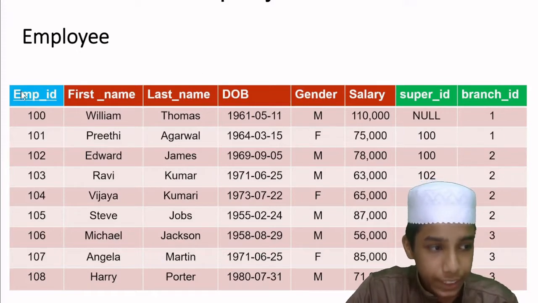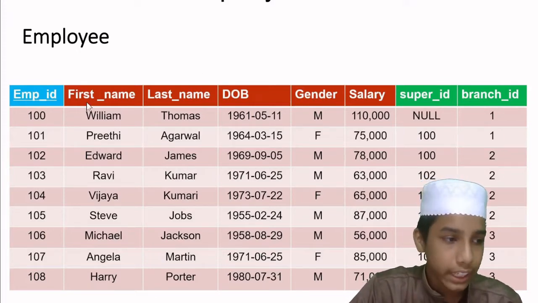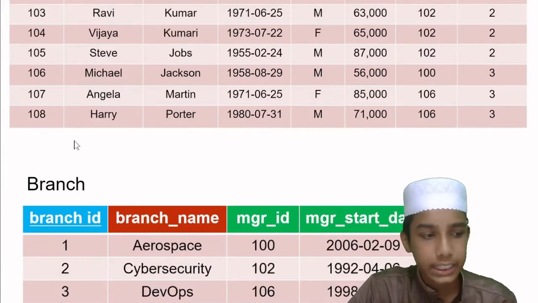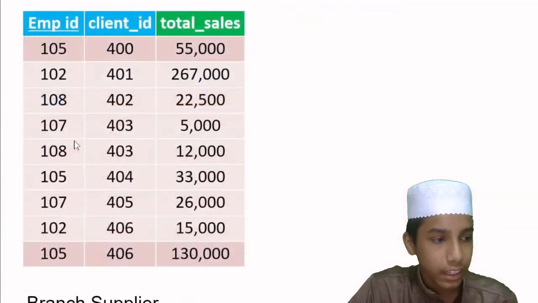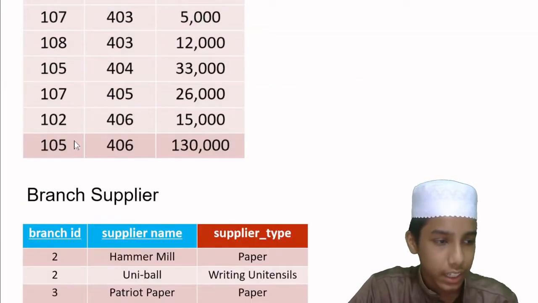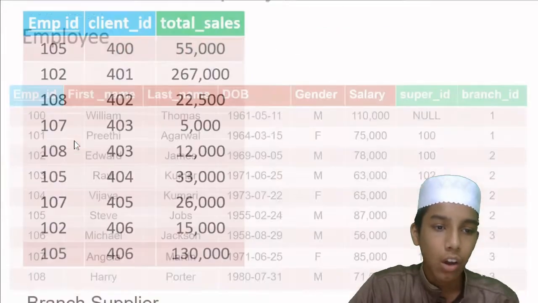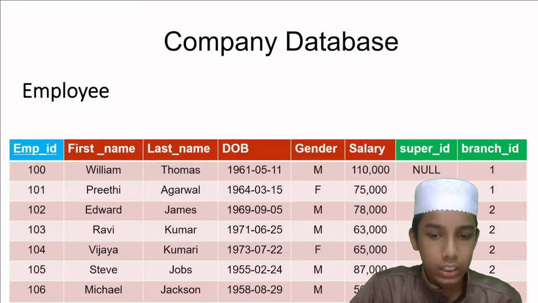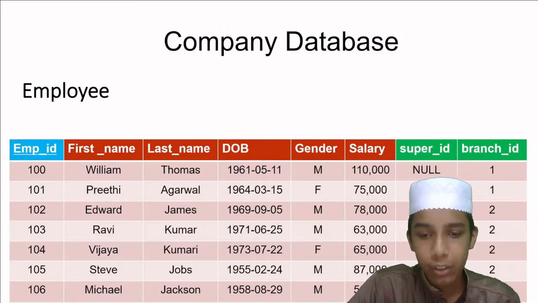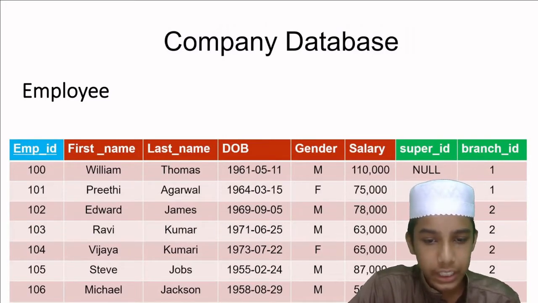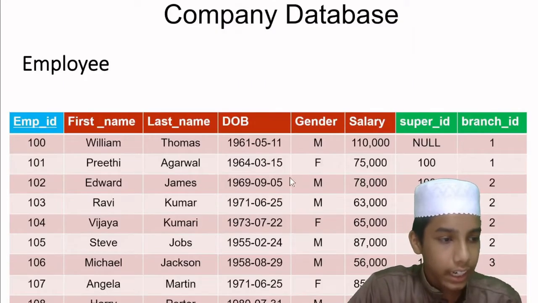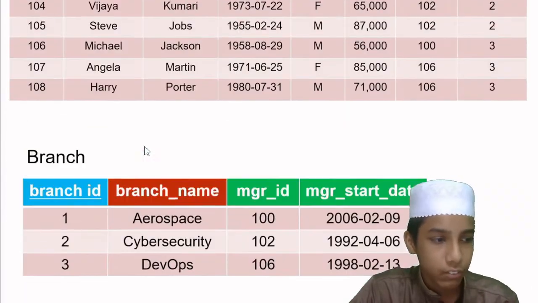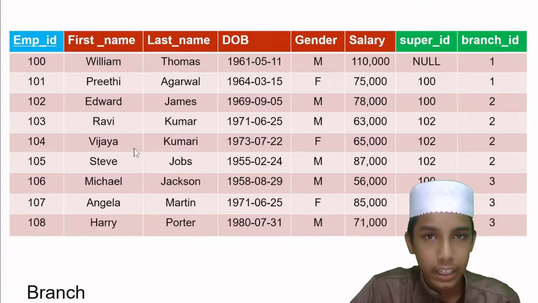So I will be explaining some more things with this table, like we have the employee table, the branch table, and then we have client, and we have branch supplier table, and we have works with. Okay, so in the second and the third video we have talked about primary keys and the foreign keys, and in that video I have used this employee table and some more tables, branch table and some more things.